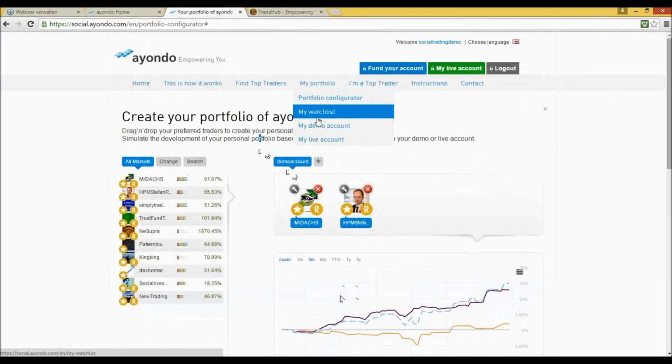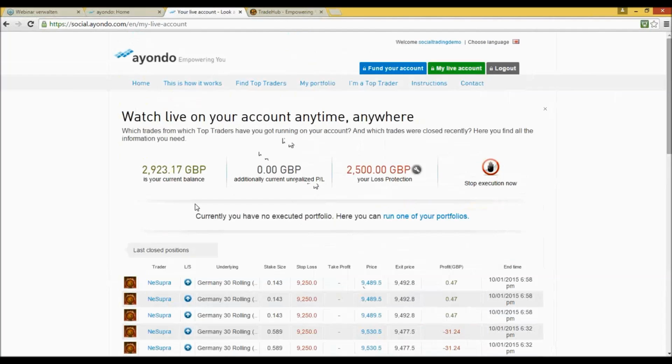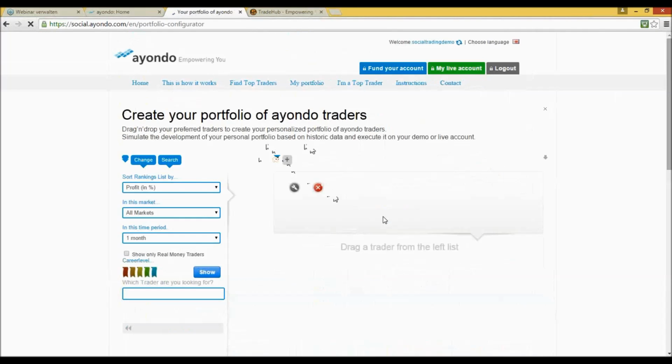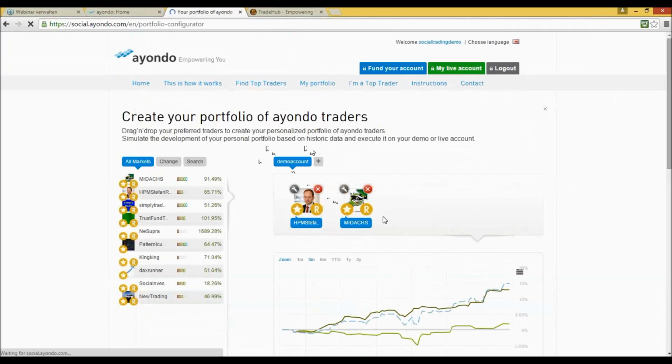Again, we can verify that by going to my portfolio and my live account. We currently have no executed portfolio here. And if you want to go back to your portfolios, you click on that and it'll take us back to the portfolio we set up.